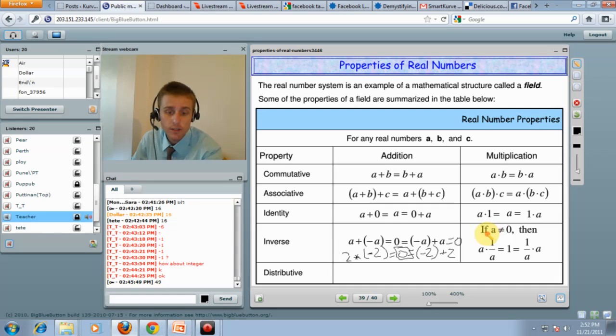For multiplication, for the inverse, it is the same, as long as A does not equal 0, because remember, the denominator of a ratio cannot be 0. Then A multiplied by 1 over A equals 1. This A will cross out. And it is the same with 1 over A multiplied by A. The A still cross out, leaving the 1.